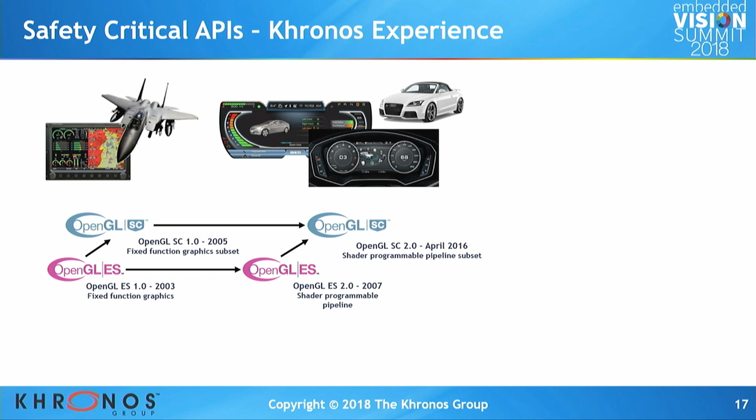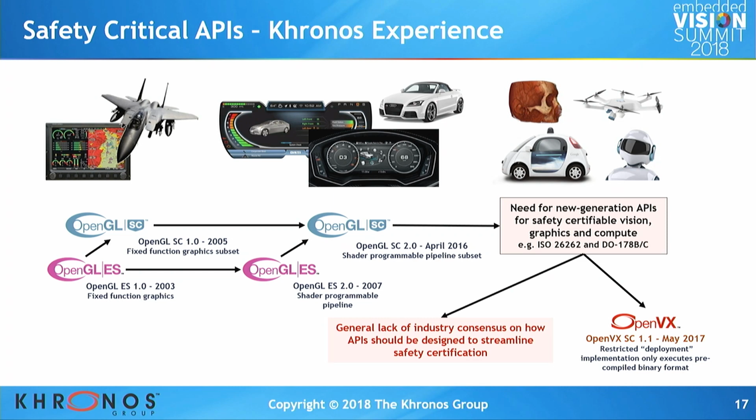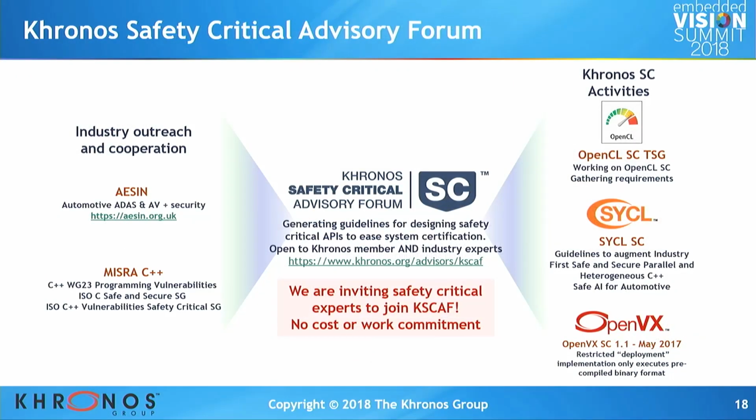And then lastly, safety critical. Khronos has quite a bit of experience in safety critical graphics APIs. And of course, as we go into new generation applications, we need safety certifiable vision and compute. We have OpenVX safety critical. But in general, we're kind of discovering that there's not a lot of industry consensus on how we and other standards organizations should design safety critical APIs to streamline the certification process. So we've just set up the Khronos Safety Critical Advisory Forum. It's open to everybody, not just Khronos members. We're reaching out to other organizations.